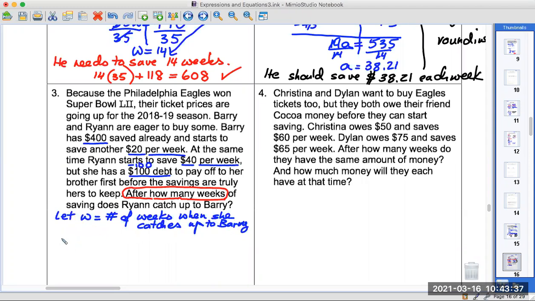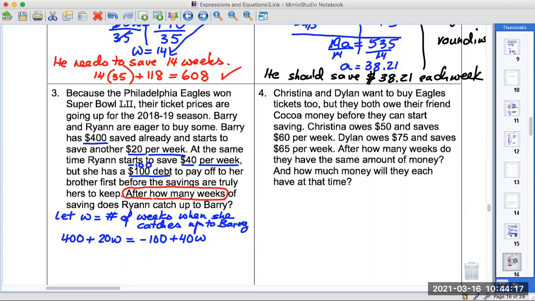So let's think. Barry started out with $400 and he's saving, so it's adding $20 a week. And that should equal, because when they have the same, that means both expressions are equal, the gal has $100 debt. Remember, that's a negative 100, and she's saving $40 per week. So there's our equation.